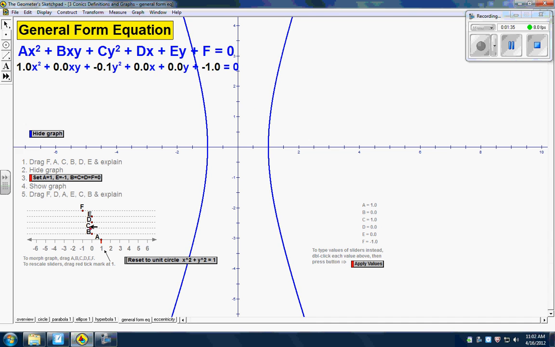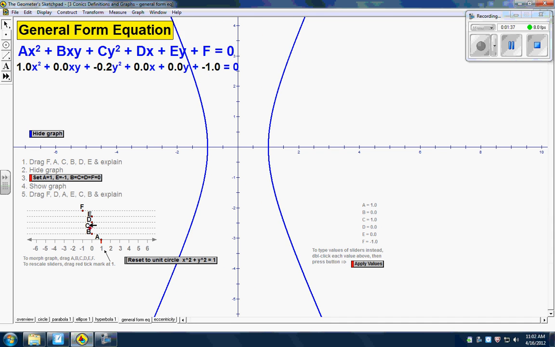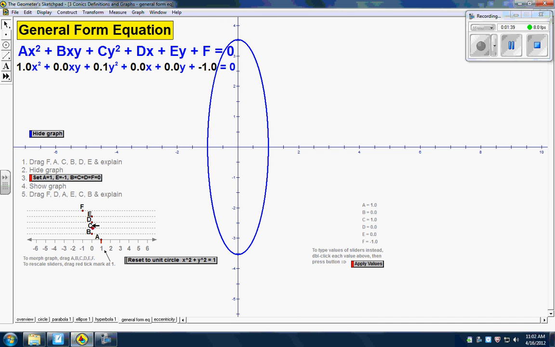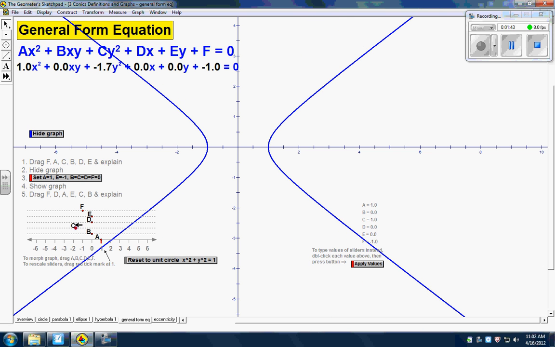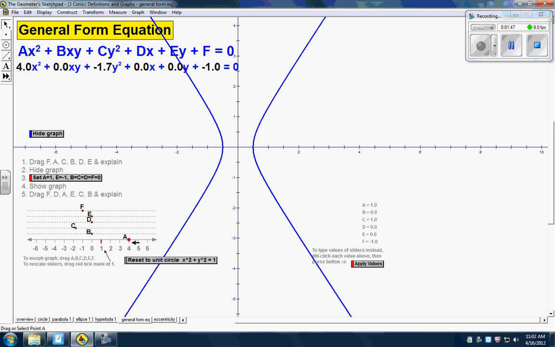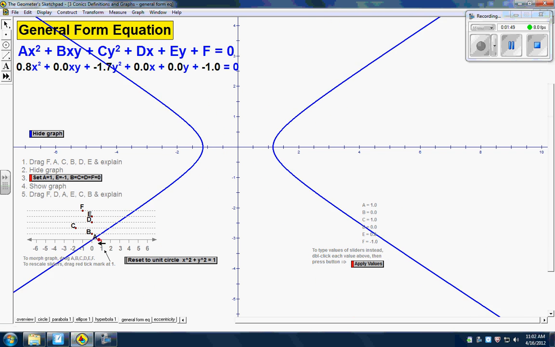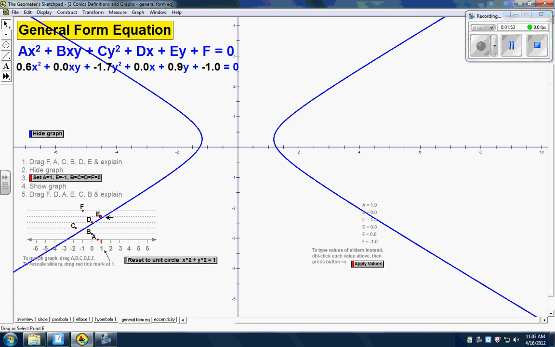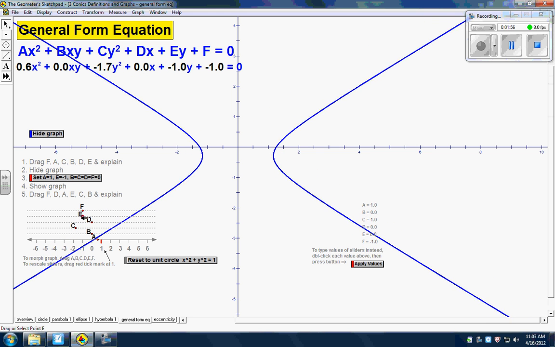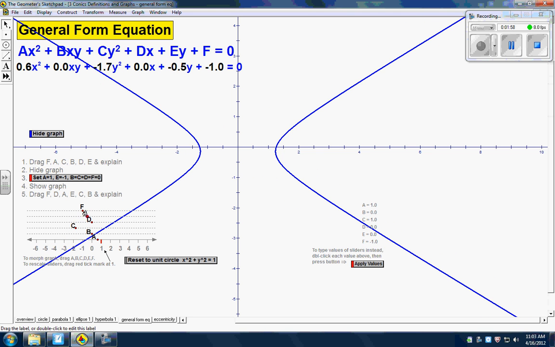So we could grab the C now. Okay, as soon as it becomes negative in this case, it changes into a hyperbola, opening up on the x-axis because the A is still positive. We can make the A more and more positive, and it comes in this way. And then these guys here, the E and the F, really just kind of scoot things up and down.